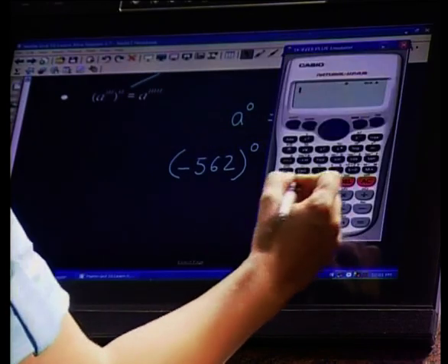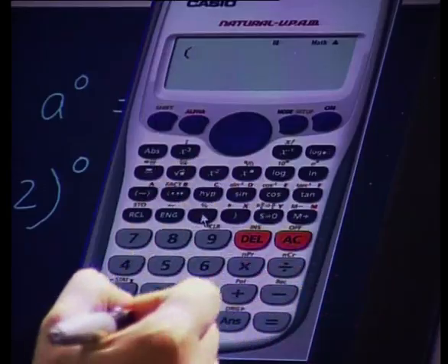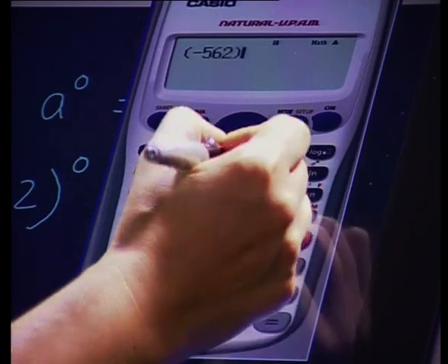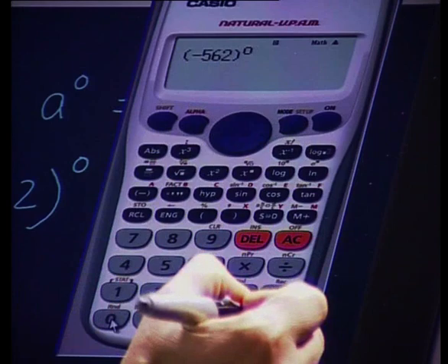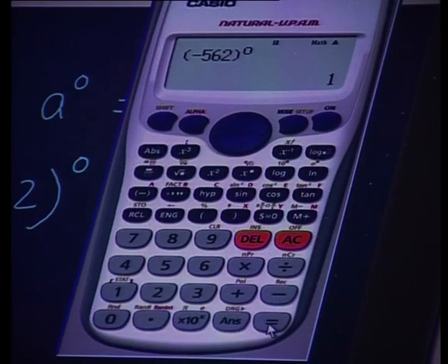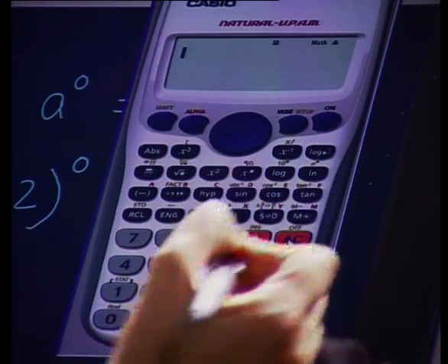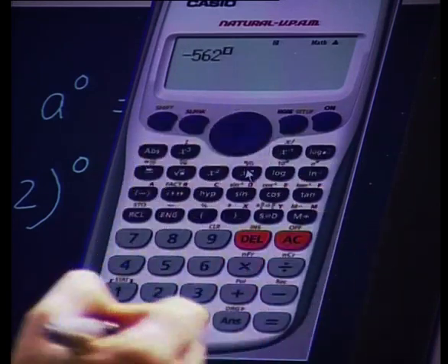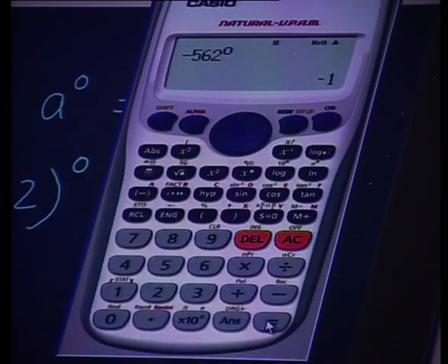Now let's do something slightly different. What we're going to do is take away those brackets around minus 562 and see what happens. I'll show you first on the calculator. Now in the original example, we have minus 562 to the power of 0, and that gives us 1. Let's try it without the brackets. Minus 562 to the power of 0 is equal to negative 1.